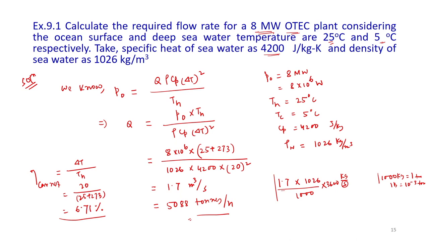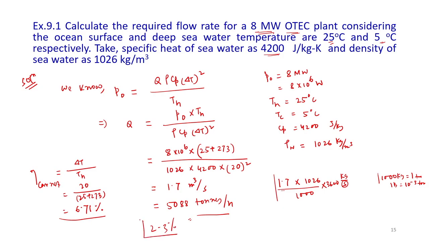Again, this efficiency will be reduced if we have to consider the auxiliaries, because auxiliaries will also consume a lot of energy. So finally, about 2 to 3% efficiency will be available for utility. So that's how we can see the efficiency of this kind of plant is very, very less. But of course, there are some other aspects that you can extract by utilizing this power plant.